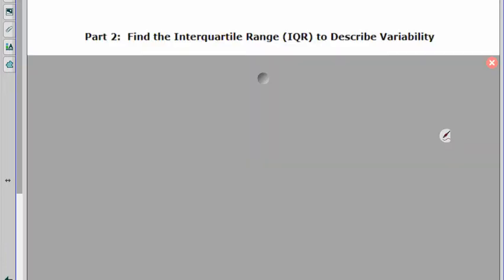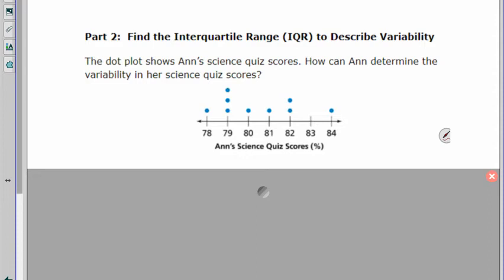All right, part 2, we're going to find what's called the interquartile range. Okay, so we need our quartiles to find the range of the inner quartiles, and let's take a look at that. I think it'll make more sense once we do it. So here we have Anne's science quiz scores. We have it on a nice dot plot here. She got 178.